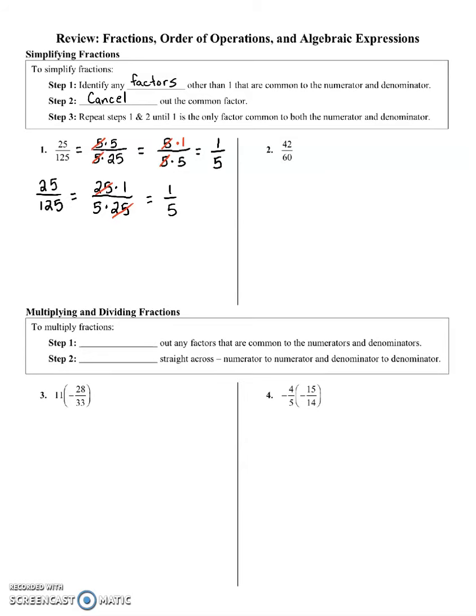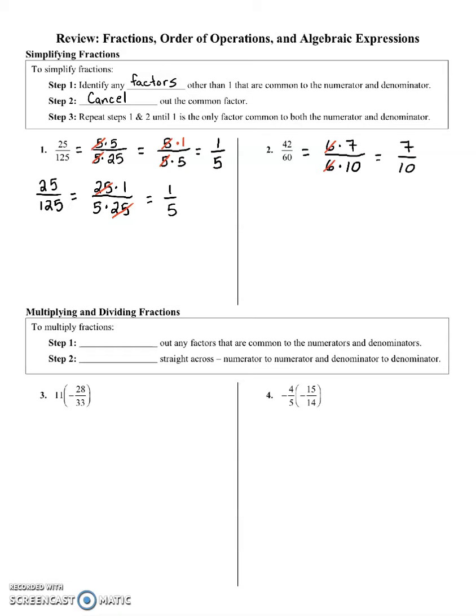Now, what about 42 over 60? Well, 42 is 6 times 7, and 60 is, among other things, 6 times 10. That's the easy one. So now we have a 6 in both the numerator and the denominator, so we can cancel them. And that leaves us with a 7 over 10. And that is fully reduced because there are no factors that 7 and 10 have in common.